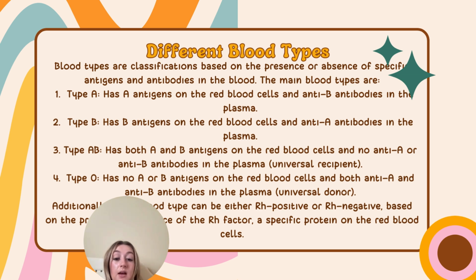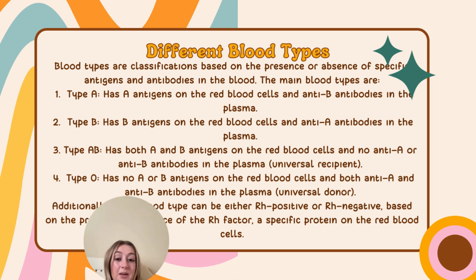So basically, type AB can receive any blood type, if that makes sense, and then type O can go to anybody. So when you have these types of blood, they really encourage you to donate. Sometimes they even give you a little extra incentive if you do donate.